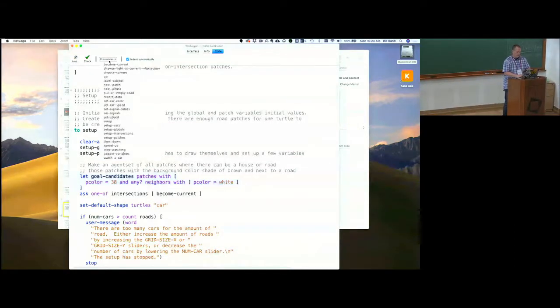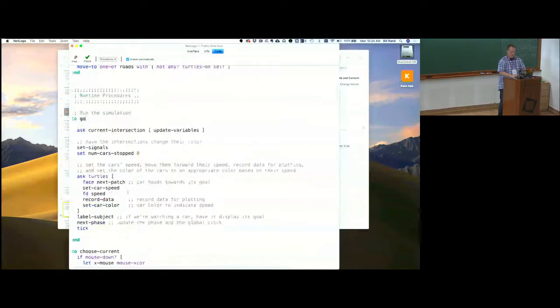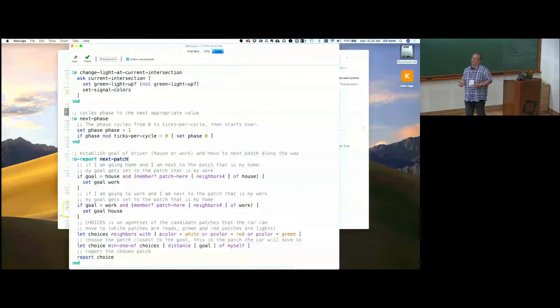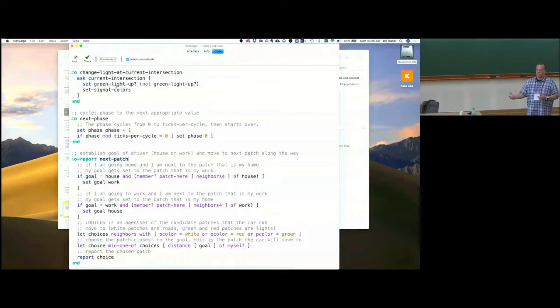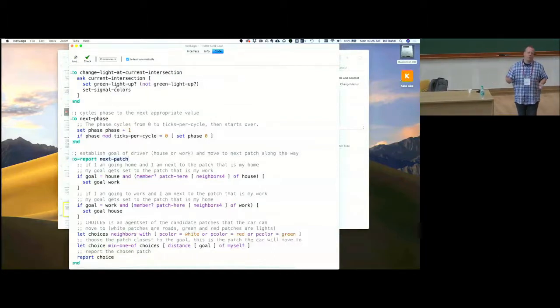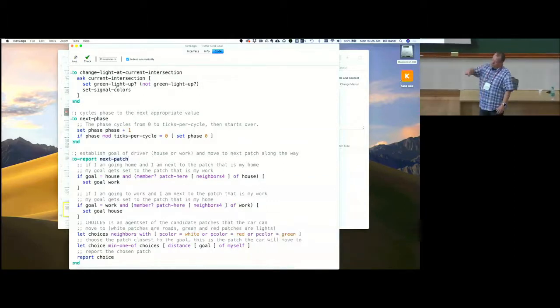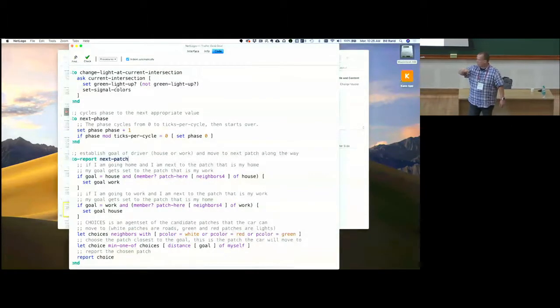So if we go to Go, the thing that's kind of hiding all the details here is this face next patch. And face, by the way, I don't know if we talked about face XY, but we didn't talk about face. So face is a command that takes an agent rather than a coordinate, and it will have the car face that agent. And in this case, it's a patch, so it's always going to face the center of the patch.